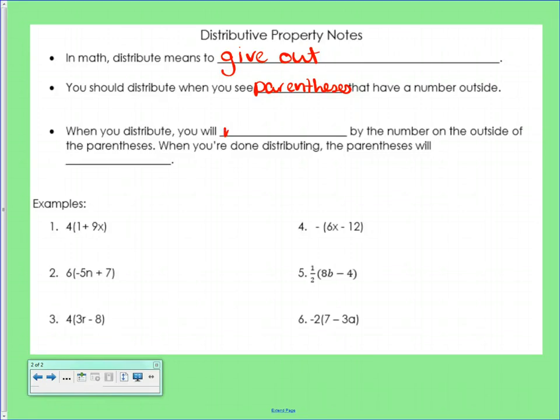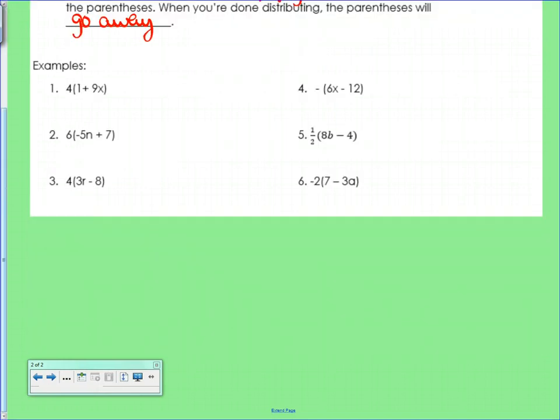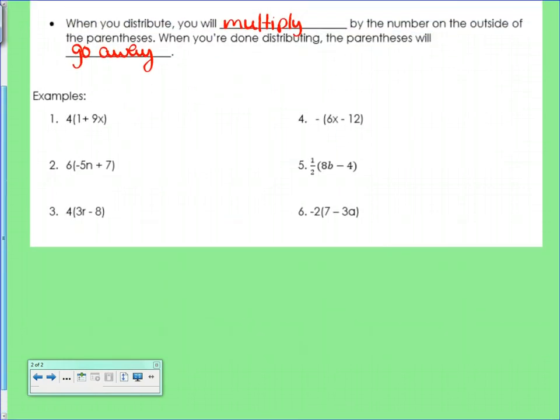When you distribute, you will multiply, so always multiply for distributing, by the number outside of the parentheses. When you are done distributing, the parentheses will go away. So when you distribute, your goal is to get rid of the parentheses. So I'm going to work some of these examples for you, and some you're going to complete on your own.